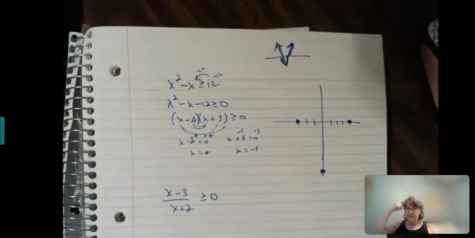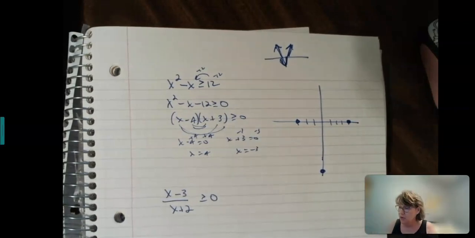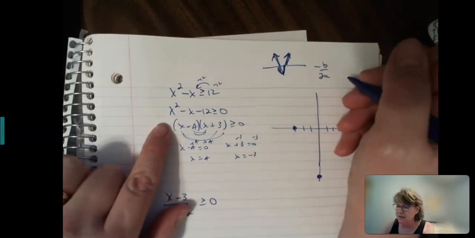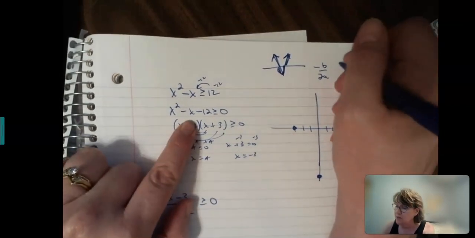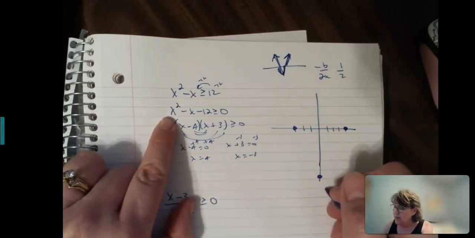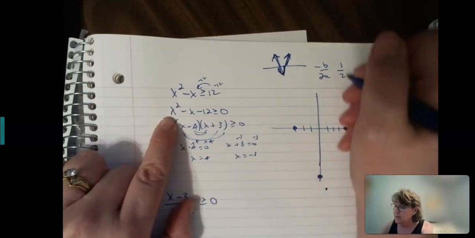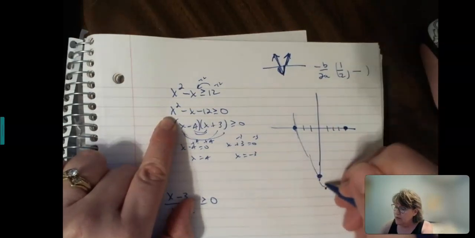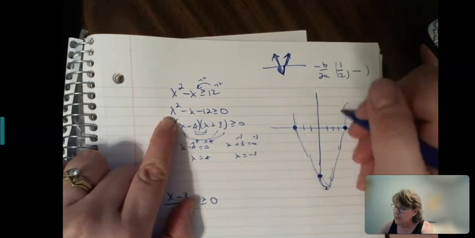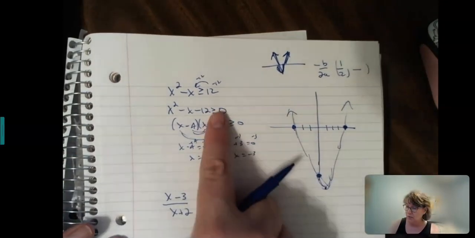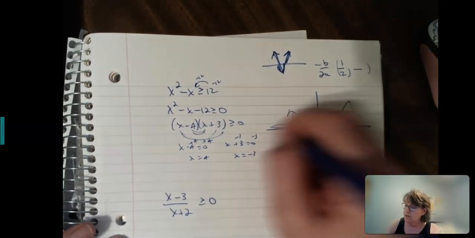Now, I could find the vertex, right? I could go opposite of b over 2a, or I could complete the square, whichever one. Opposite of b is 1, over 2 times a. So it looks like somewhere down here, and again, I don't need to know exactly what the y value is, because that's not really what I care about. I'm not looking for the max or min or anything. What I'm looking at is how does it compare to the 0, right? How does it compare to the x-axis?